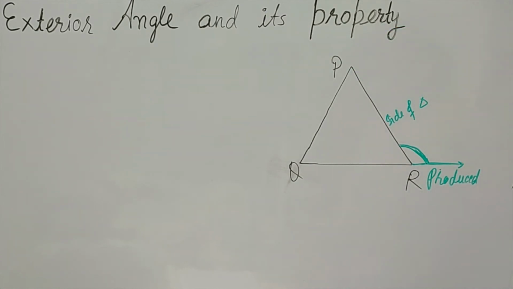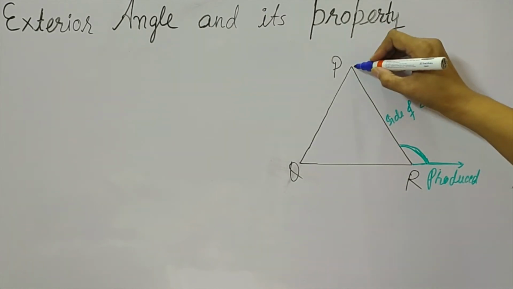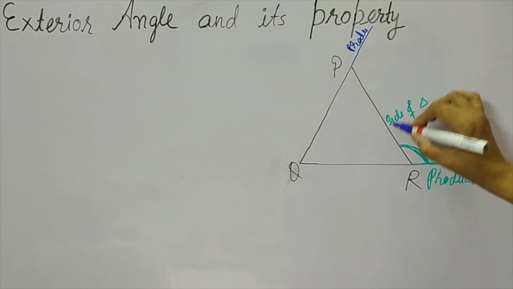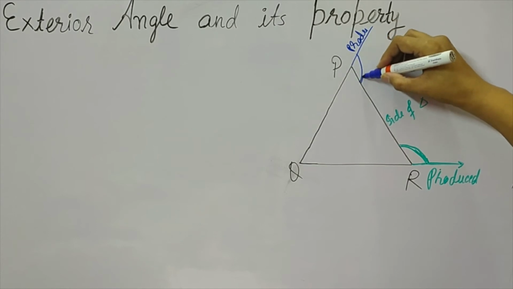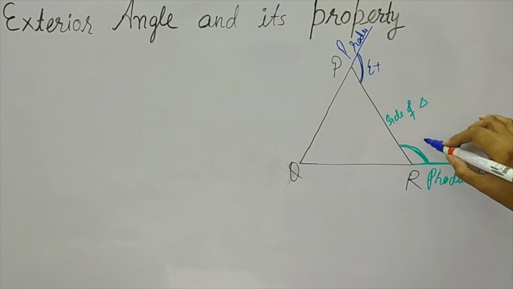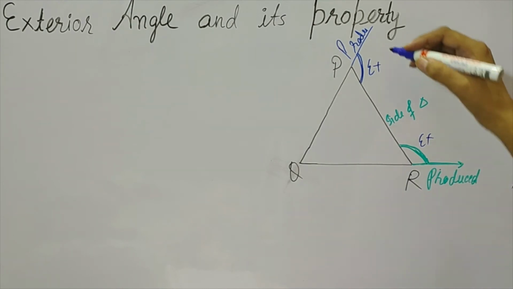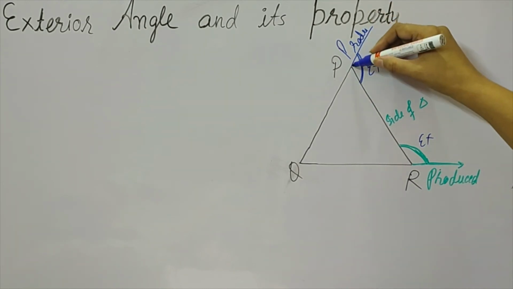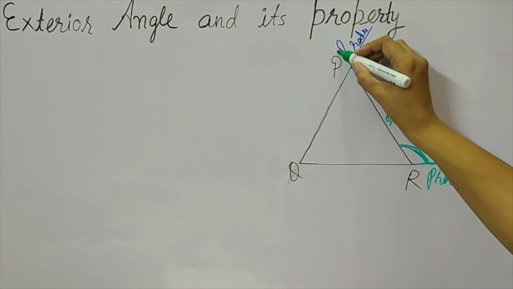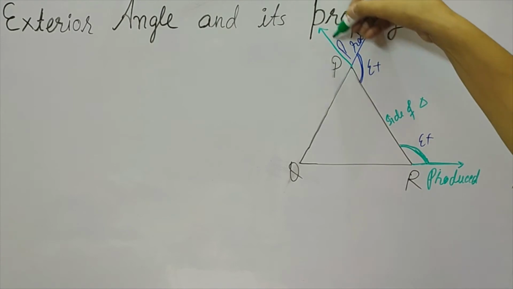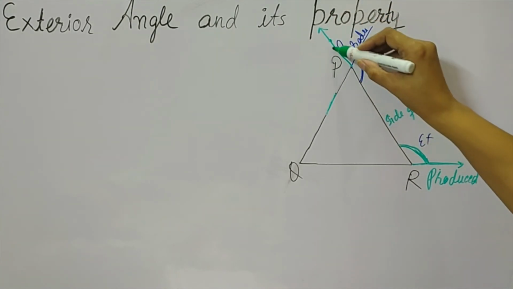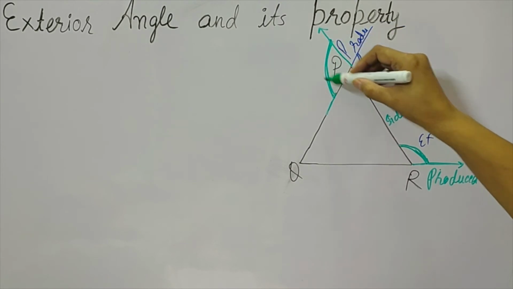If we produce the side QP in this direction, so one is produced and another is a side of the triangle, the angle formed between these two lines is said to be an exterior angle. This is an exterior angle, this is also an exterior angle. And at the same point P, if we produce this RP, just put the scale and produce it in this direction like this, then this is the produced one and this is the side of the triangle. The angle between these two sides is the exterior angle.